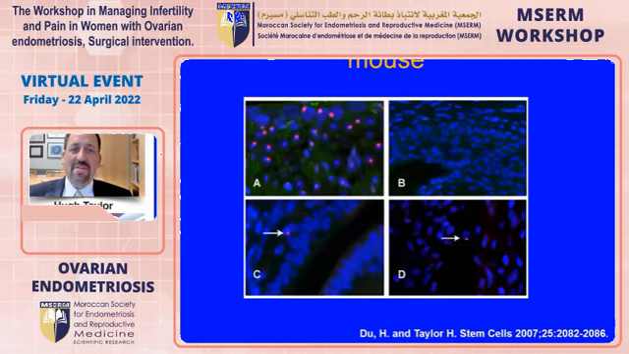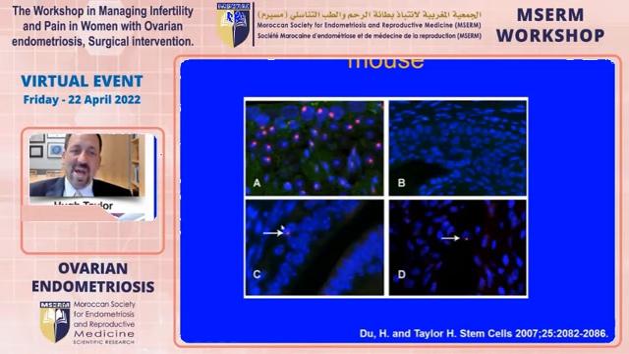The upper left A is a control. The red dots are the Y chromosome by fluorescent in situ hybridization, or FISH. And this is a male control. Most of the cells you can see have a Y chromosome. B is the uterus of a female that got a female bone marrow transplant, no Y chromosome cells.